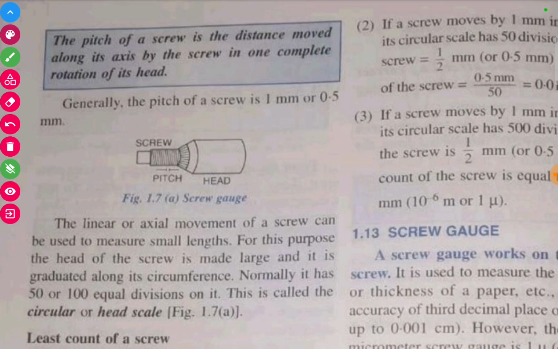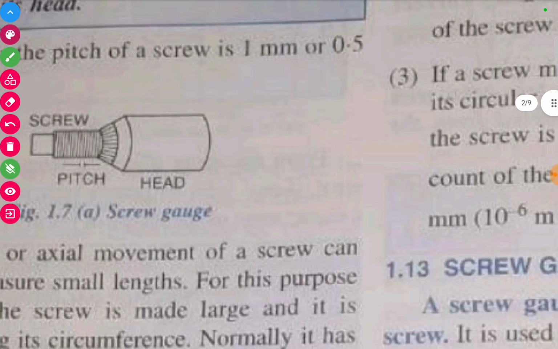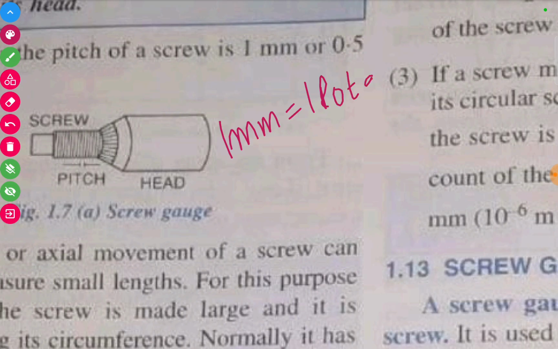Suppose I take an example: a screw has moved 1 millimeter in one rotation. So what will be the pitch? The pitch will be 1 millimeter only, because according to the definition, the distance that the screw covers in one rotation, whether it is moving inward or coming outward, I mean backward, is known as pitch.